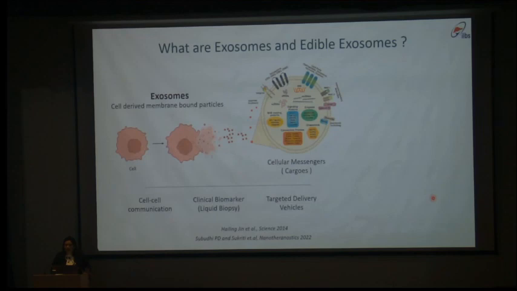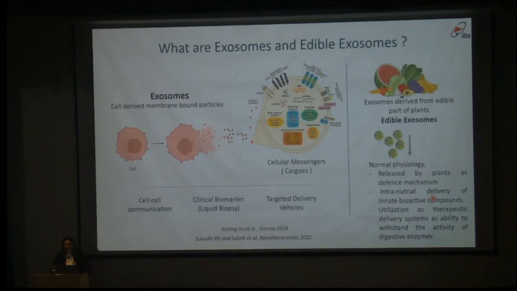So the exosomes are actually not limited to mammalian cells. Even the plant kingdom, they also release their exosomes, which we are referring to as edible exosomes. And why plant releases exosomes? In normal physiology, they are released as their defense mechanism. But they have their active compounds, which are intranuclear delivery system, and which is used for them to have an innate bioactive compounds. And now they can be utilized as therapeutic delivery system, as they have the ability to have the activity even in the digestive enzymes.